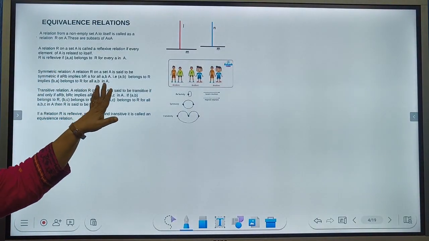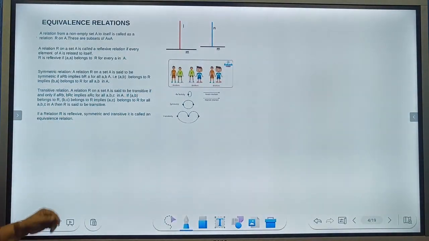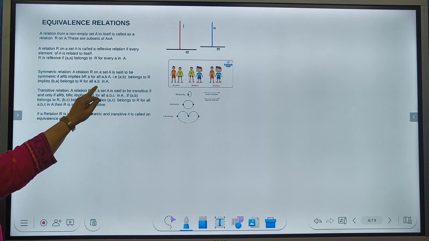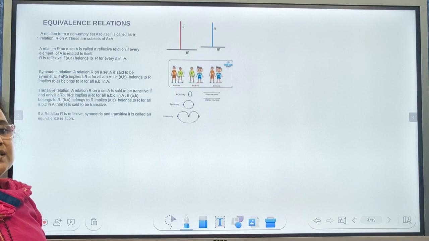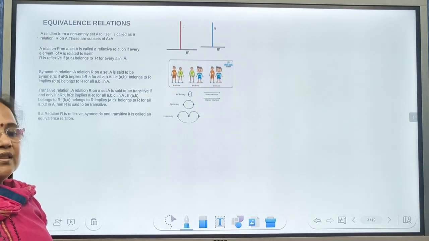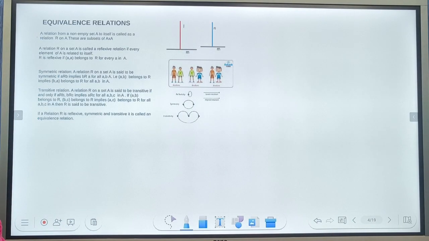First, let us understand the definition, then I will illustrate with the help of an example. A relation R on a set A is said to be symmetric if a is related to b implies b is related to a. That is, if (a, b) belongs to R, then (b, a) should also belong to R.